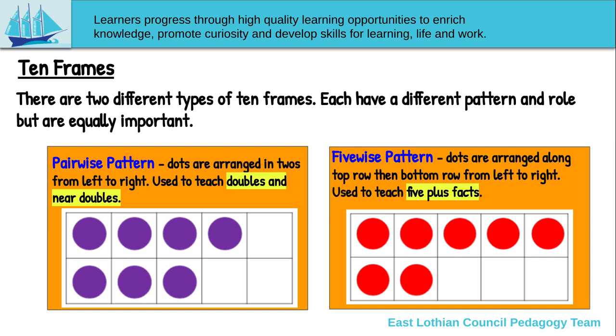The other set of 10 frames on the right hand side of the screen shows a 5-wise pattern. Here dots are arranged one at a time, filling up the first top row and then the bottom row. So this frame also shows 7, but it shows it as 5 on the top and 2 on the bottom.